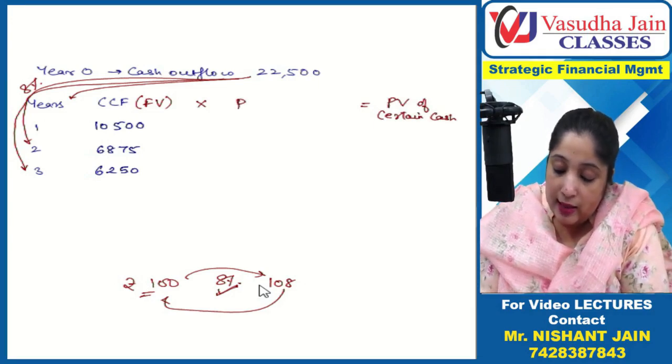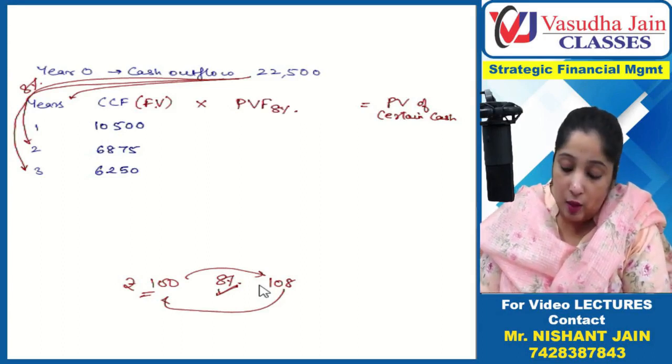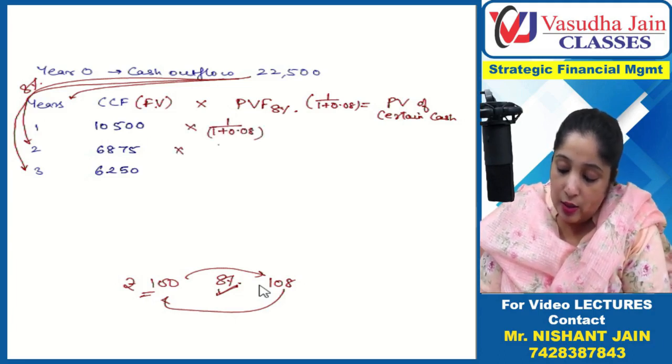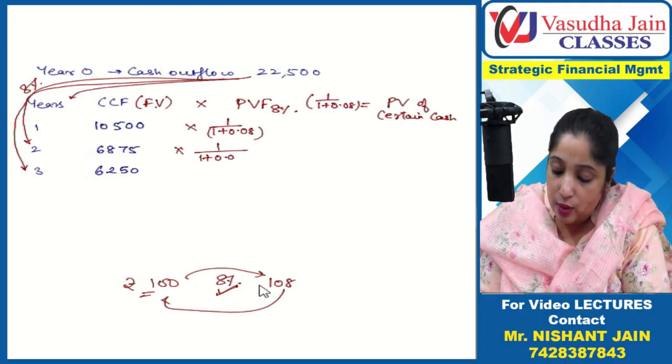We multiply these future values with the present value factor at the rate of 8%. Now we know how we compute it: 1 upon 1 plus 0.08. This is for your explanation, dear students. Then 1 plus 0.08 squared, and so on.